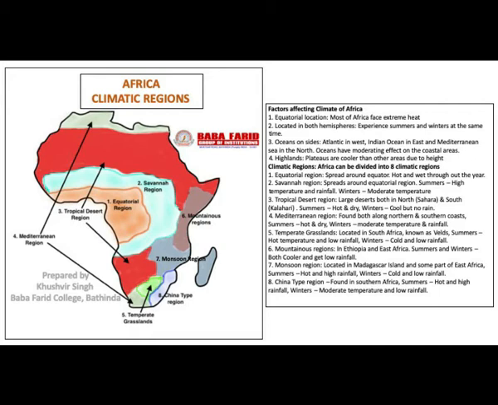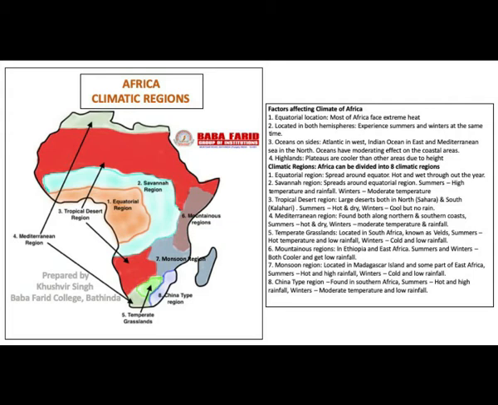The fourth climatic region is the Mediterranean type, and these climatic conditions are generally found in the northern and southern coast of the Africa continent. In this type of climatic region, the summers are very hot and dry, but in contrast, the winters have moderate temperature but receive heavy rainfall. The next climatic region is of temperate grasslands, and these type of climatic conditions are primarily found in the country of South Africa. Locally, these grasslands are known as velds. Here, the summers are very hot but receive very low rainfall. In contrast, the winters are very cold, but still the rainfall is very low.